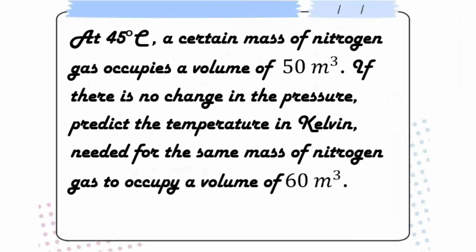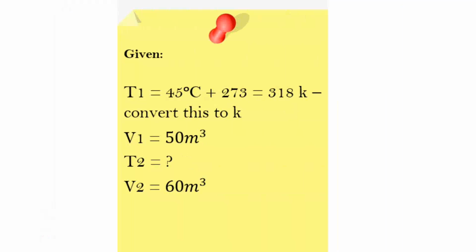At 45 degrees Celsius, a certain mass of nitrogen gas occupies a volume of 50 cubic meters. If there is no change in the pressure, predict the temperature in Kelvin needed for the same mass of nitrogen gas to occupy a volume of 60 cubic meters. Here we have to identify the given data. T1 equals 45 degrees Celsius plus 273 equals 318 Kelvin. V1 equals 50 cubic meters. T2 is unknown. V2 equals 60 cubic meters.